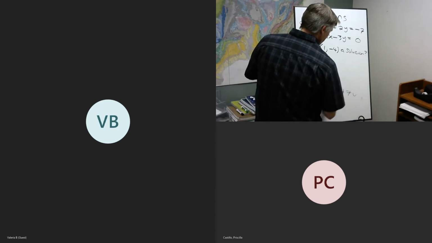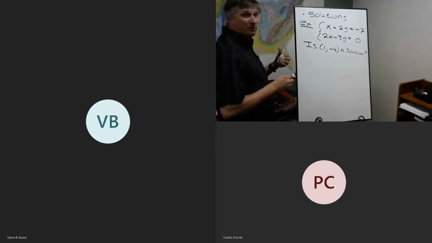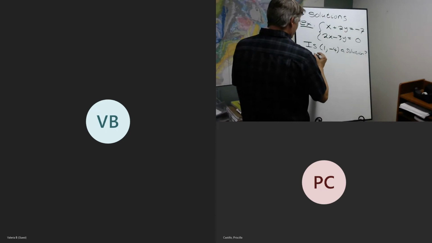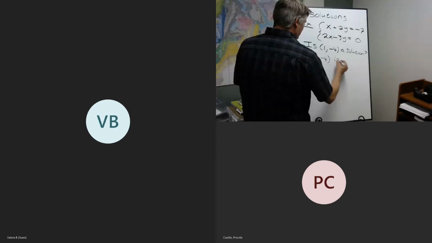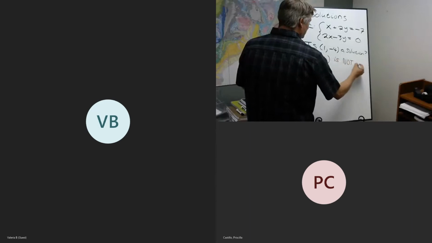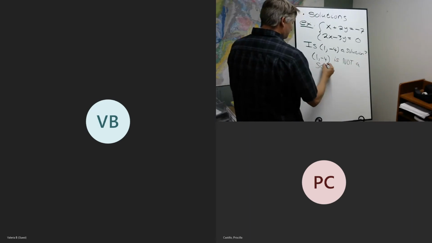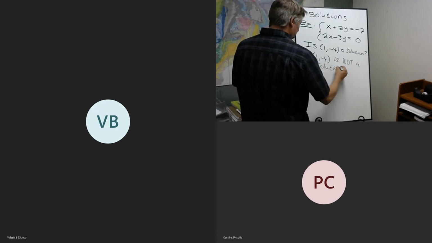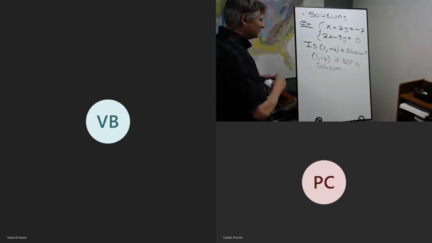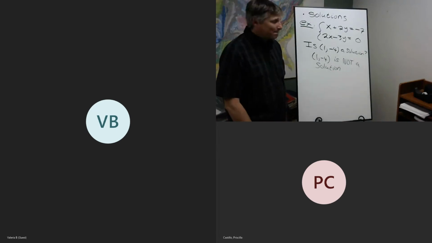So that means, though it was halfway there, (1, negative 4) is not a solution. So it's not going to go.